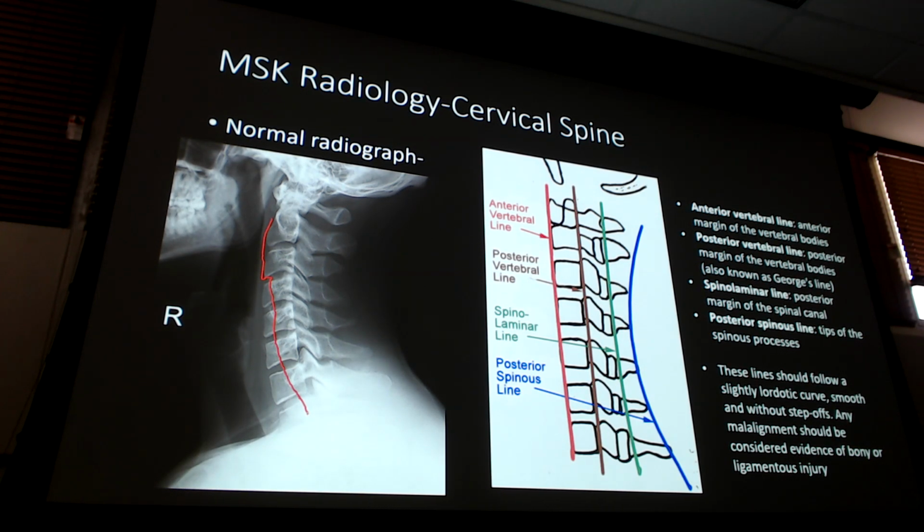So you have your anterior vertebral line, then you've got your posterior vertebral line, so you're doing the posterior vertebral body, okay? Then you're doing your spinal laminar line, which is just in front of your spinous processes, really along the lamina, and then your spinous process.